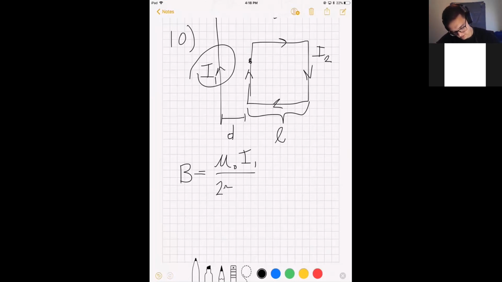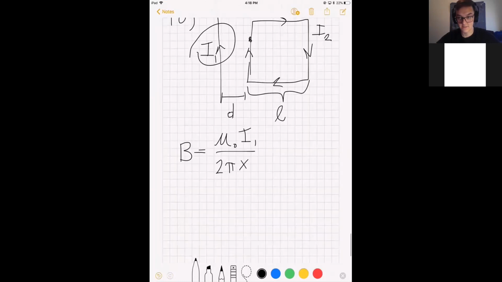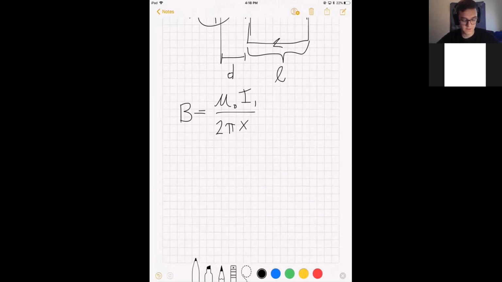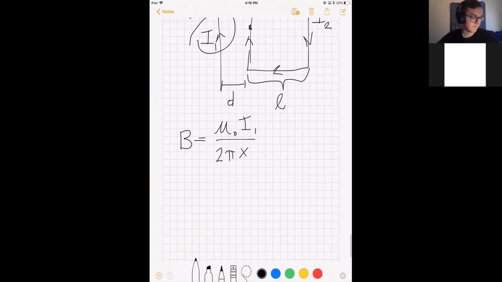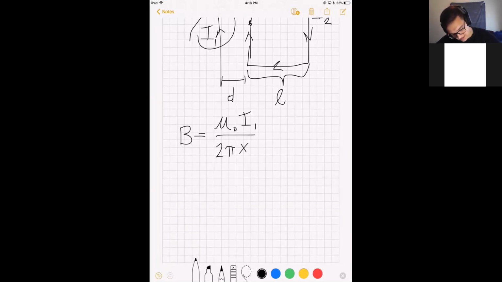It's equal to 2 pi times x, where x is the distance from the wire. So that's the B field that we have, and we're going to use the fact that a little bit of force is equal to I times dl cross B.